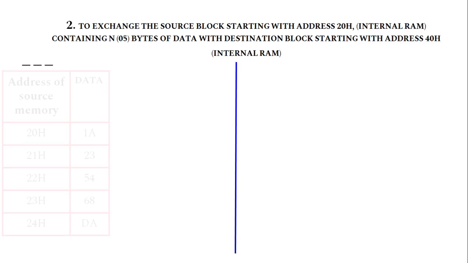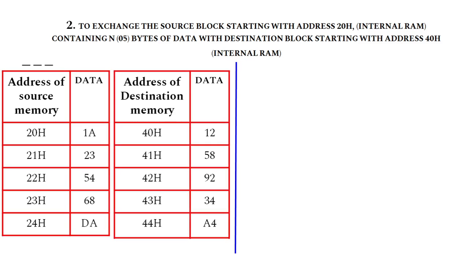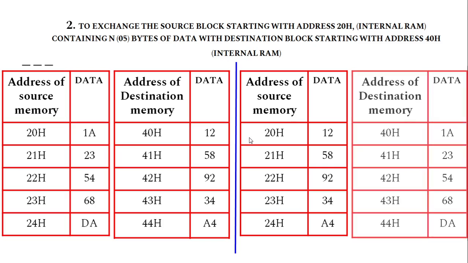That's the point. So let's see. Here we have 20H and 40H, and I have written some data here. So these are the data. 5 data I have written. Okay, here also I have written some 5 data. This is before execution. Once you execute the program, what do I need to get? Let's see that. So after execution, I should get it like this. Whatever data we had at 40H should be given at 20H, right? I got it here. And whatever I had at 20H should be at 40H. I got it here. So it is exchange of data between two blocks.